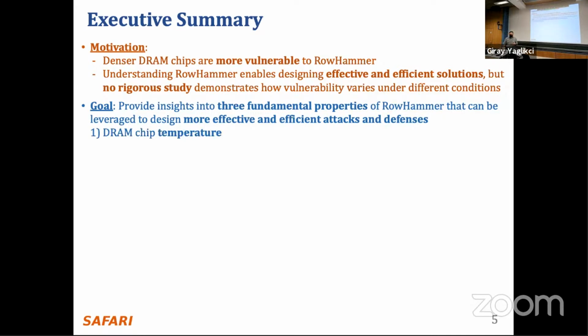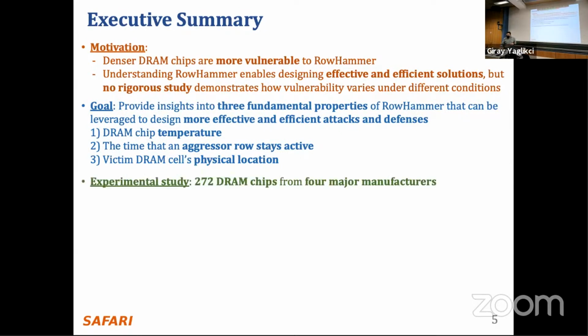In this work, we look at three different properties. One is DRAM chip temperature. Second is the time that an aggressor row stays active during a RowHammer attack. And the third one is the victim DRAM cell's physical location. We conduct this experimental study using 272 DRAM chips from 4 major manufacturers. These include DDR3 and DDR4 DRAM chips. And we provide 6 key takeaways and 16 novel observations in the paper.